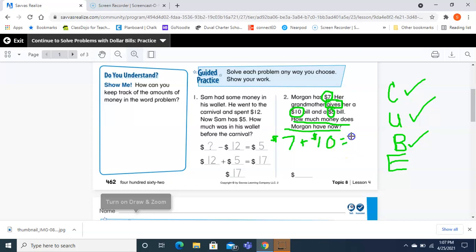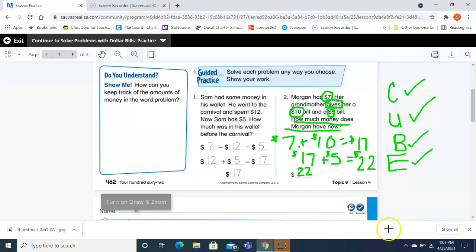So that equals $17, but we're not done yet because Grandma also gave her a $5 bill. So then I'm going to take the answer here and continue adding to it. So 17, and I'm going to add a $5 bill. How much money does she have now? Well, if I add 7 plus 5, it is 12. And then 1 plus 1 is 2. She now has $22. So the answer is $22, and we have solved the equation.